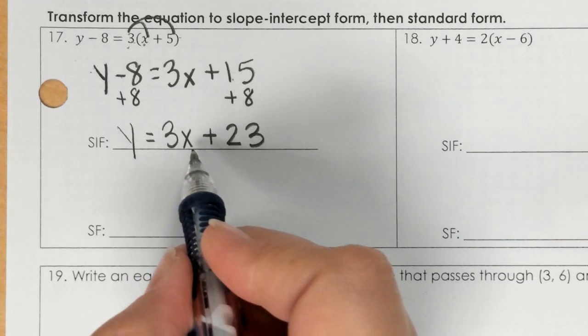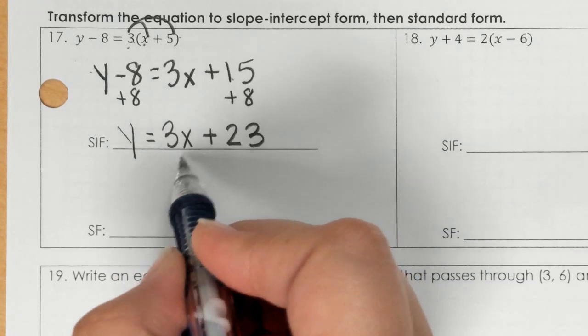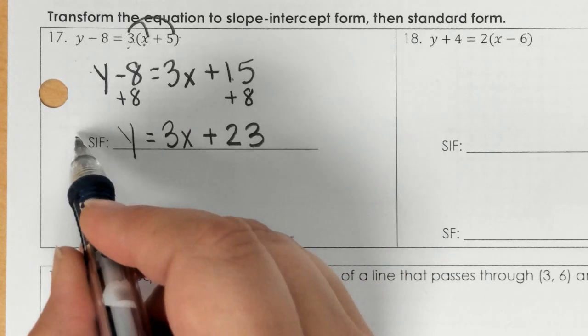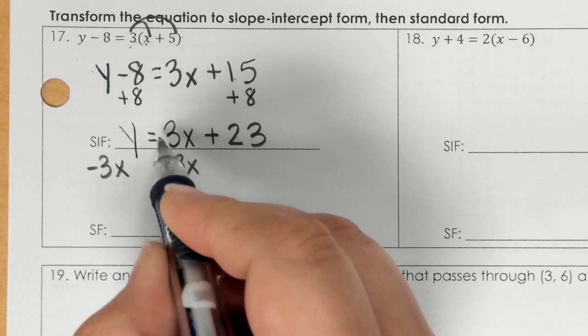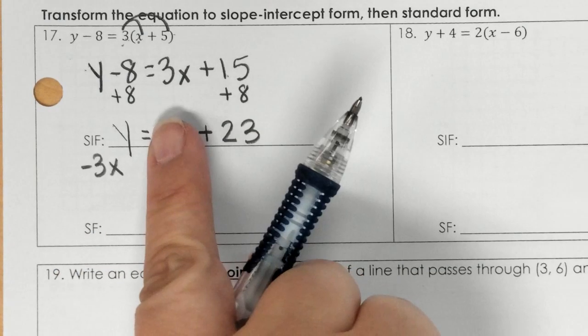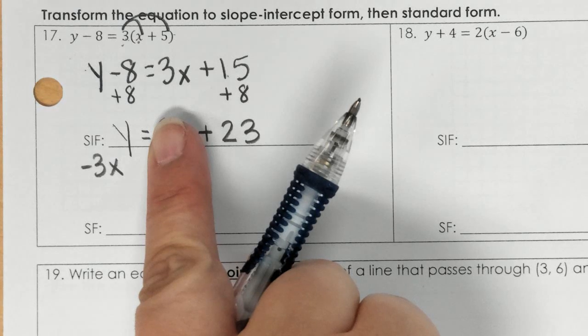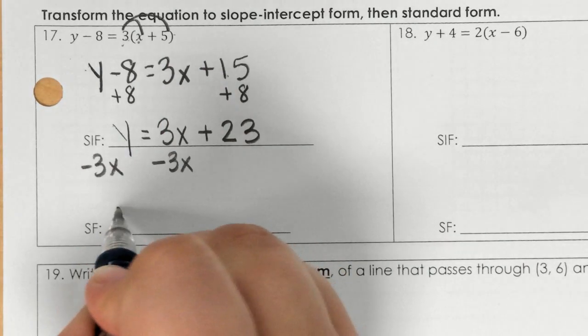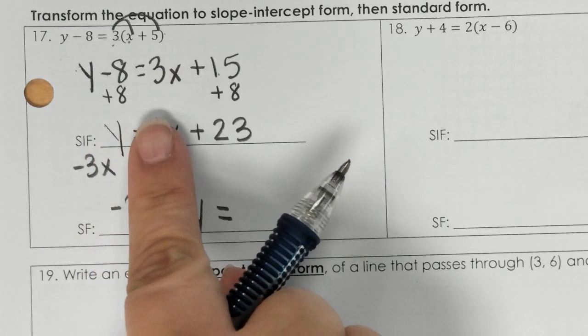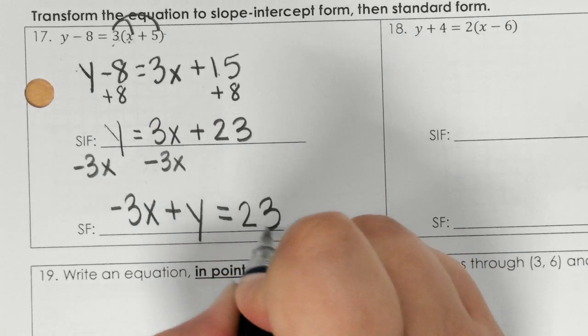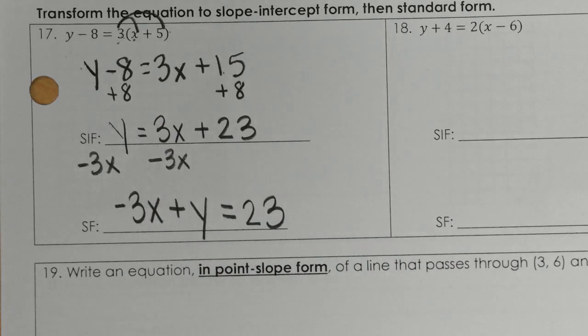Now, if I want x and y together, I got to move the x to the front. And if I do that, I change the sign. So I subtract the 3, pretend this is crossed out, makes 0, and we have a negative 3x plus y equals that 23. Now 18 is the exact same way as number 17. It just, as you can see, the positive and the negative, or the plus and the minus, it's kind of switched around. So we're still going to distribute.